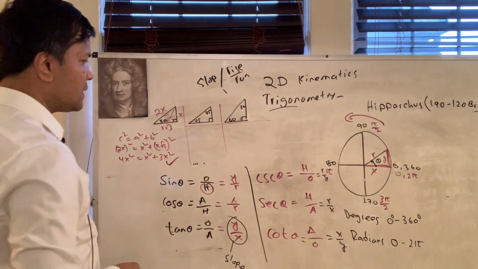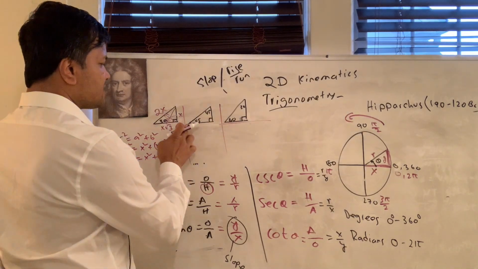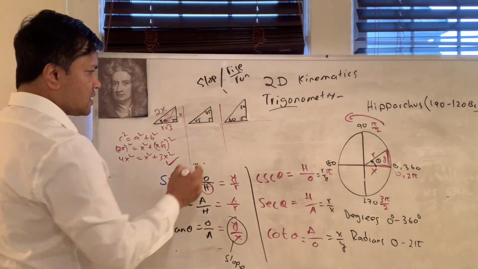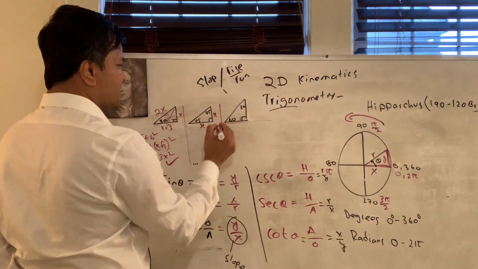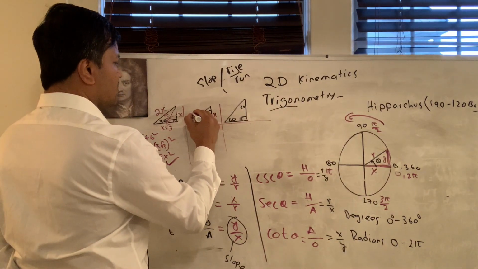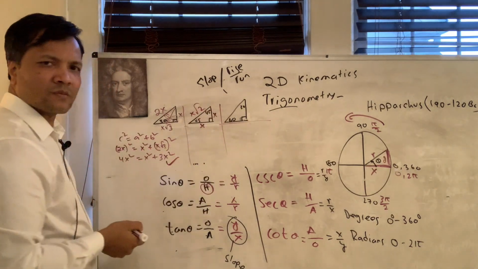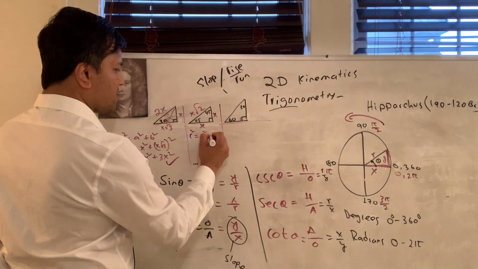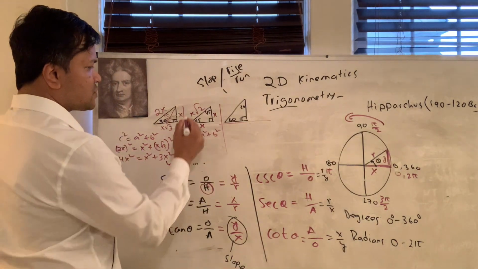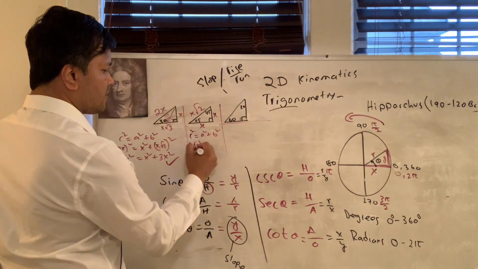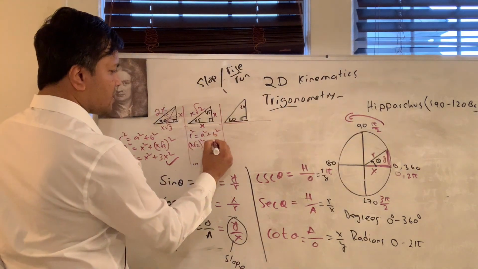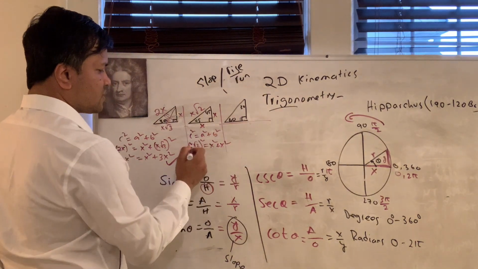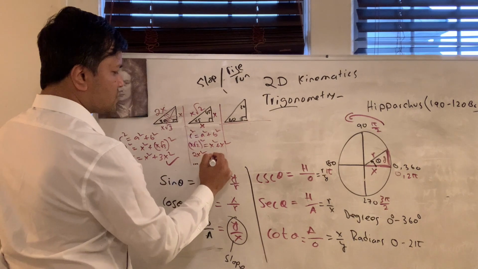This one is very important for physics. This you call x, this you call x, this you call x root 2. You also can prove it by c square equal to a square plus b square. So the c square is x root 2 square, is equal to x square plus x square. So this one, 2x square is equal to 2x square.